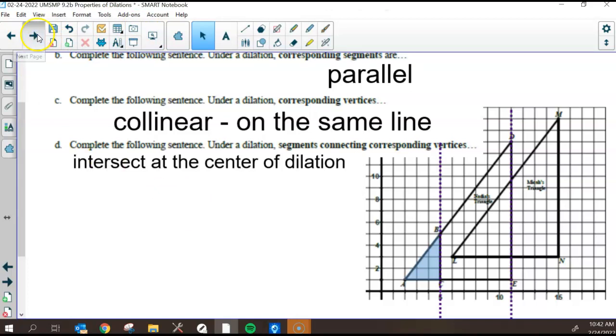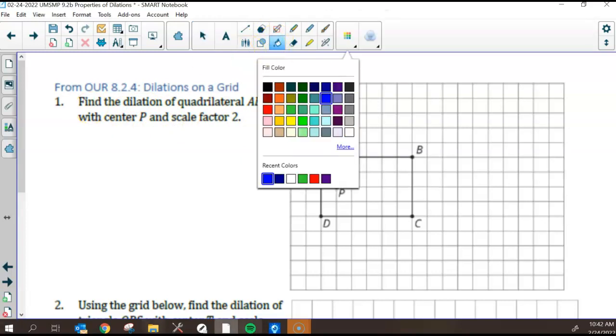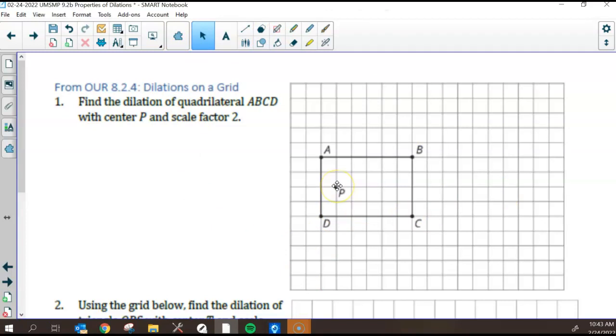All right, let's move on to some practice then. It says find the dilation of ABCD with center P and scale factor 2. So here is, I forget, I cannot use my tablet. This is going to be very challenging. Here's P. That's going to be the center. And the scale factor is 2.